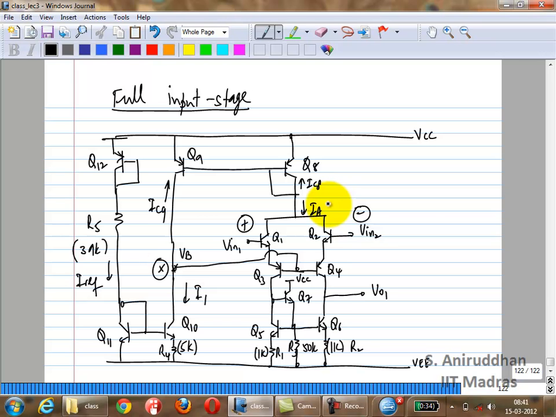Okay, so now we have everything. We can actually do a DC analysis. We can find out what the bias currents are, right? What the DC voltages are, and so on. Correct? That's the first step.